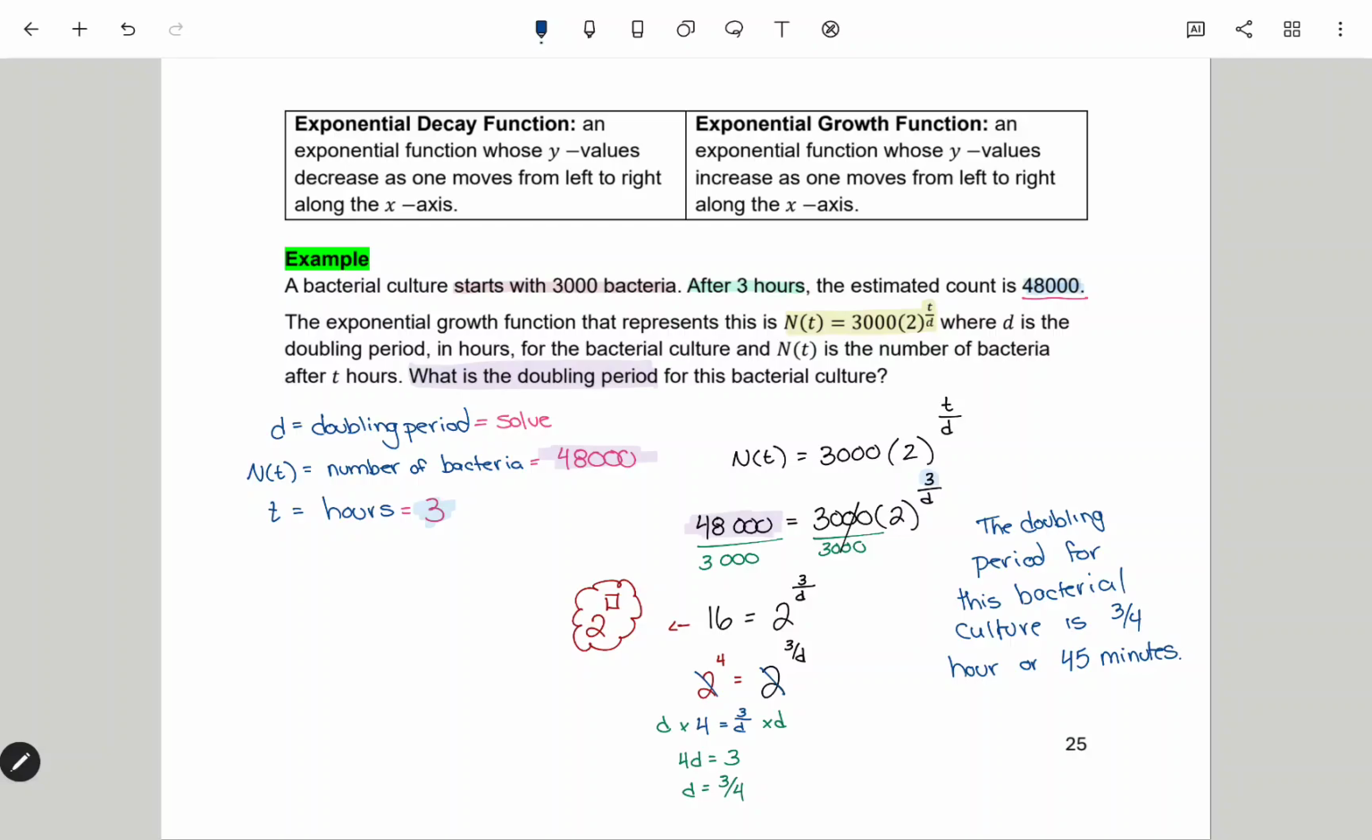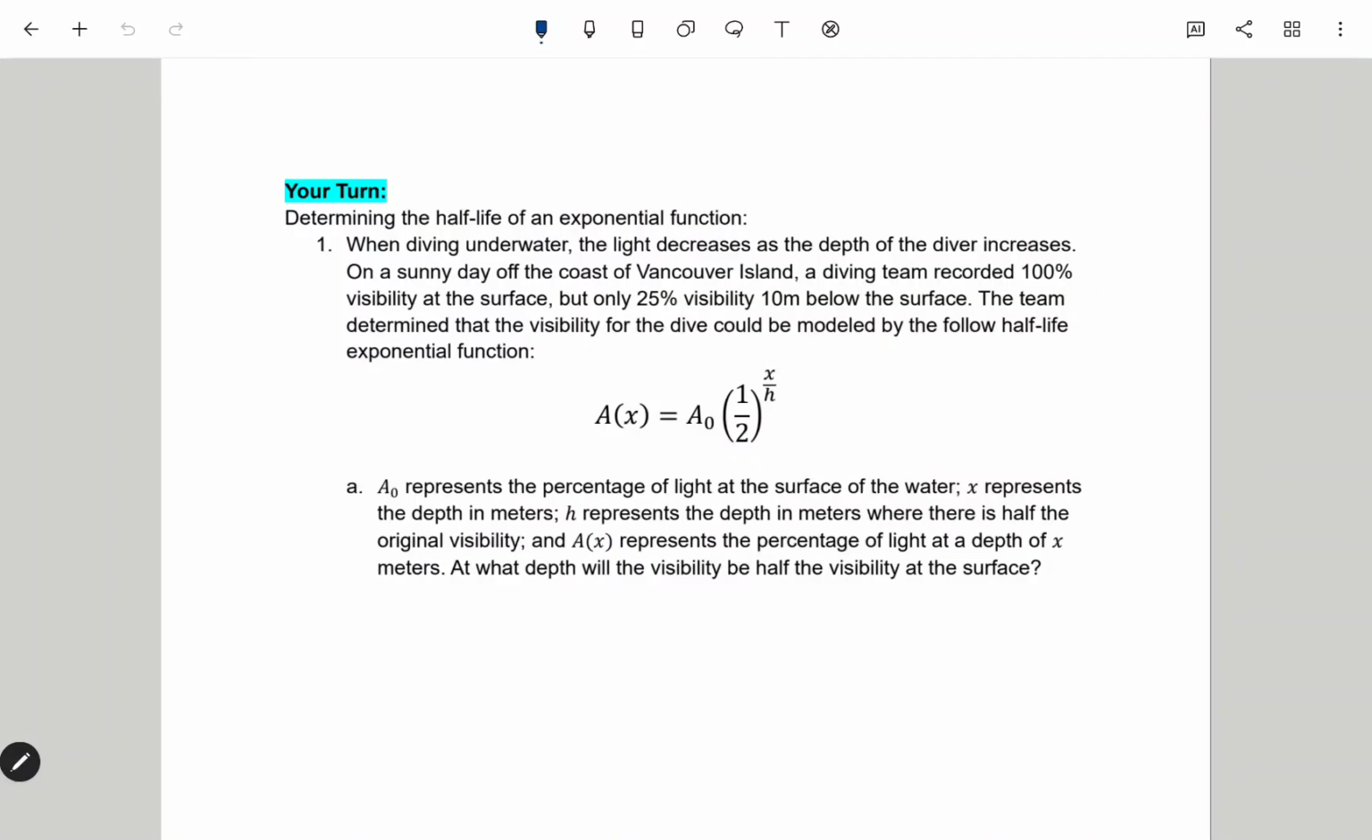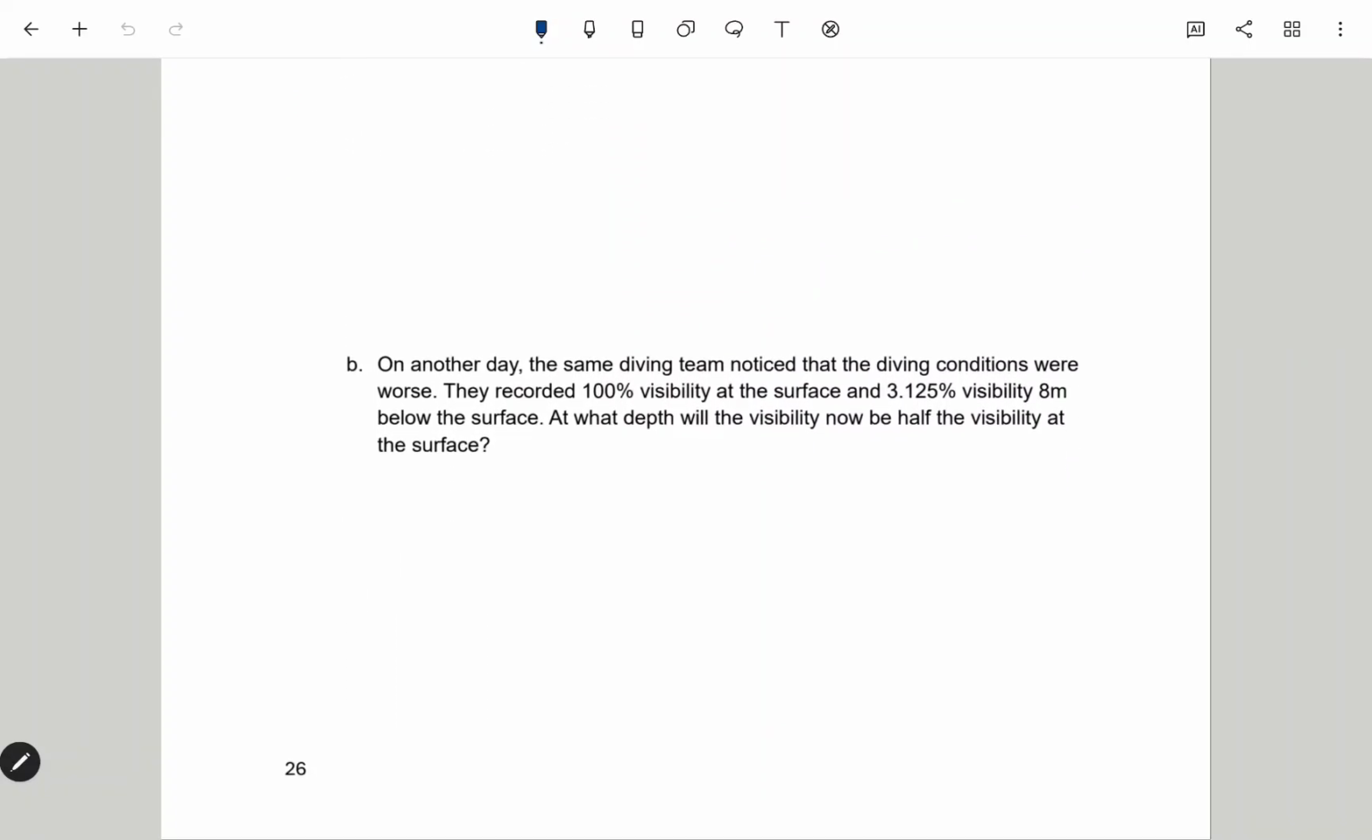And there you have it, our last example. So this lesson ended with you doing these your turns as homework. So we'll take them up in class tomorrow.